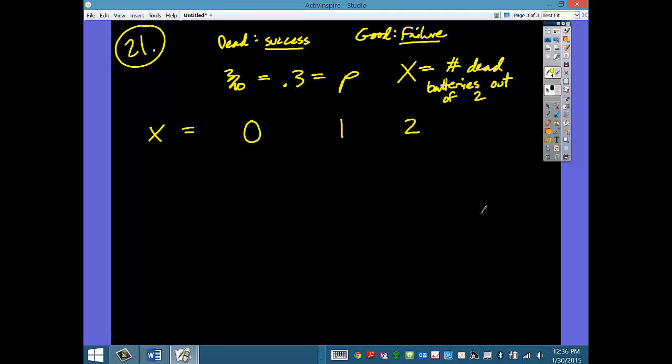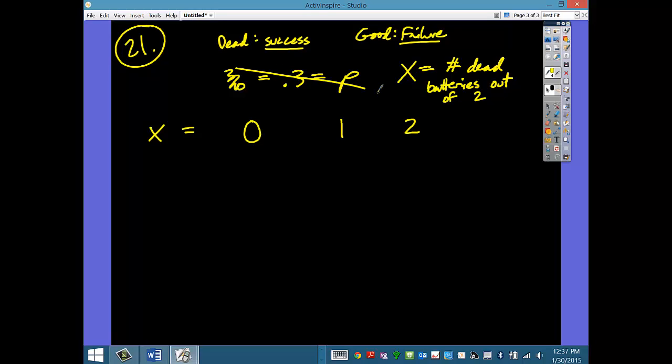Actually, P would not be the same for each one. Maybe this is not binomial, because if you take a battery out of the 10 and it's dead, or if it's good, that changes the probability that the next one would be good or bad, because there are fewer batteries. It's not some huge endless supply of batteries, it's only 10. So that would significantly change the probability. So this is not some p-value that we can count on.